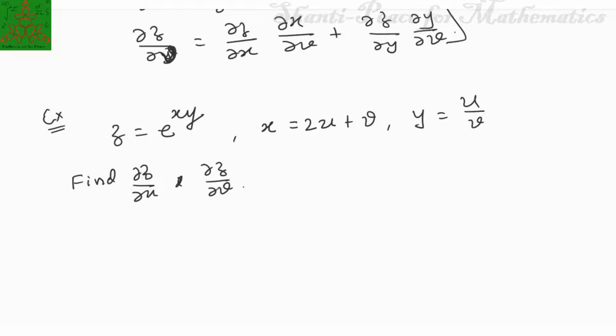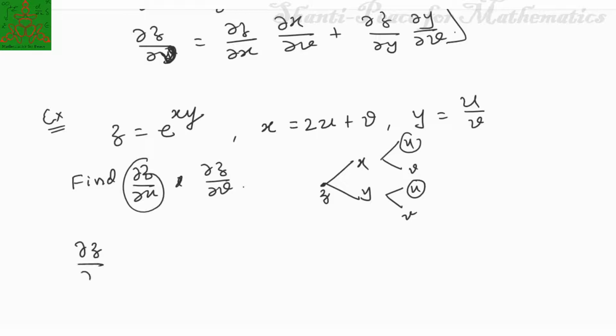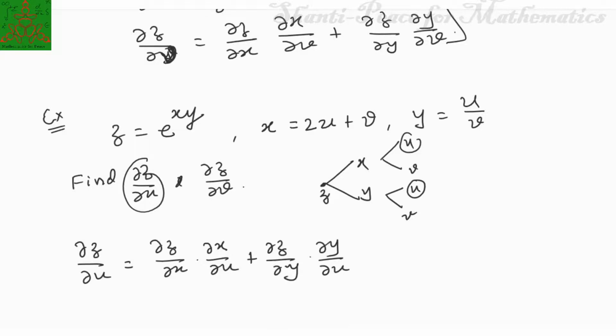Whenever a partial derivative example is there, you have to plot the tree diagram. The tree diagram says that z is a function of two variables x and y according to the given situation, and x and y are functions of u, v. So if you want to calculate z as a function of u, v, you have two paths. Del z upon del u can be written as del z upon del x into del x upon del u plus del z upon del y into del y by del u. You are going along the first path, and secondly, you are going along the second path.